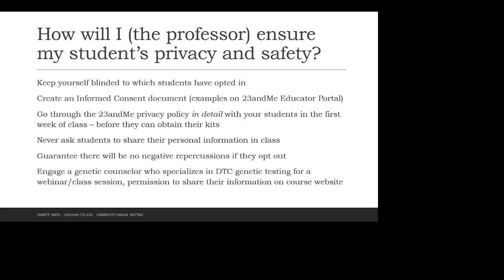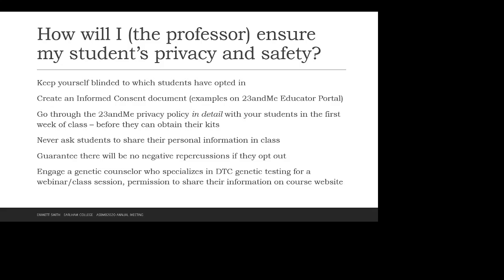And then one thing that I did that I think helped the students as well was to engage a genetic counselor who specialized in direct-to-consumer genetic testing and brought that counselor in, and we had a webinar. You could also bring a counselor in for a class session, and maybe they could do some career advice at the same time. But we engaged this counselor to specifically talk about the direct-to-consumer genetic testing and how you might find certain information out that you have to then deal with and what that might mean.